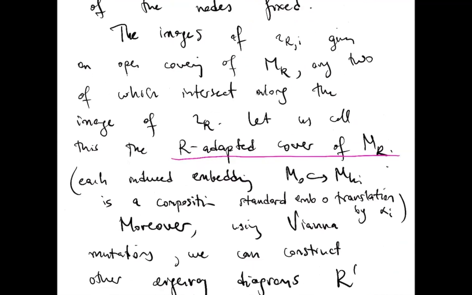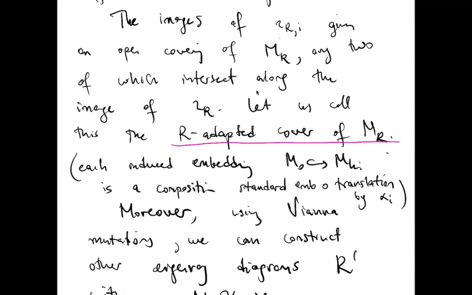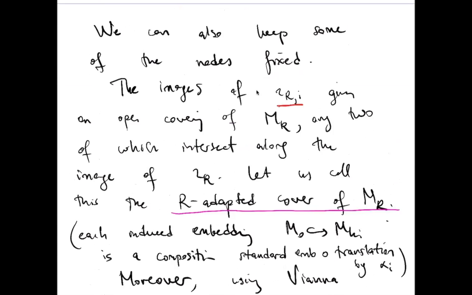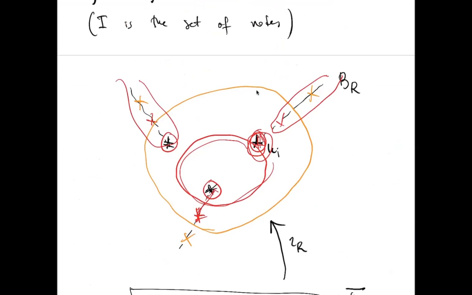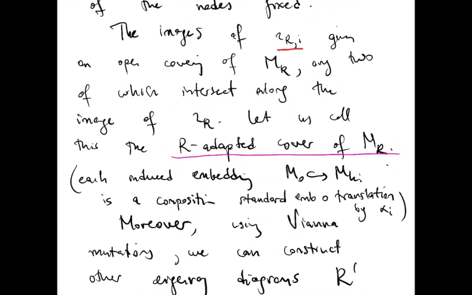Okay, so now the images of these embeddings. Remember that for each node, I get a symplectic embedding from the full local model MKI into MR, and the intersection of the images of any two of these embeddings is just along the image of the embedding of T star T2. Maybe I will just leave you to think about that, and maybe I take questions.